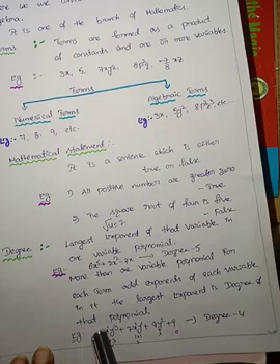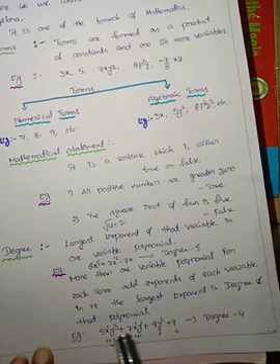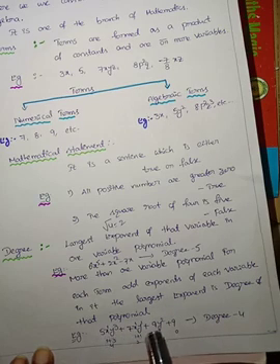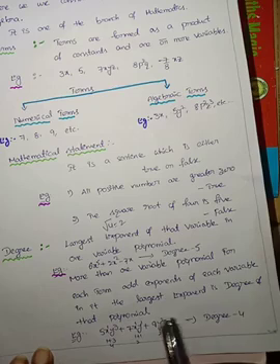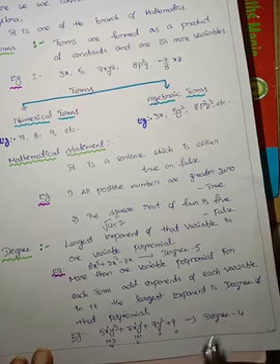Which term has the largest exponent? This term has the exponent 4, this term has 2, this term is 2, this term is 0. Which is the largest exponent? 5xy cube. So that is 4. So this polynomial's degree is 4.